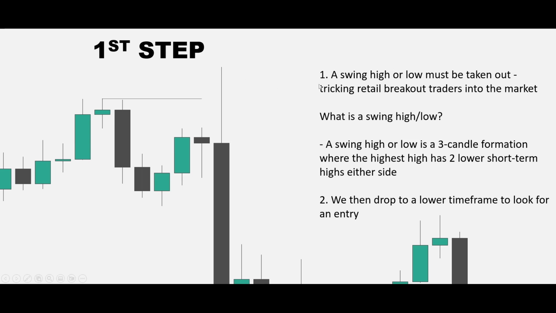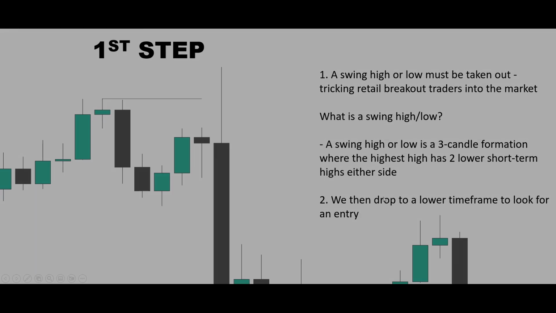Now, the first step to the actual model is that a swing high or low must be taken out, which is tricking retail breakout traders into the market. So the logic behind this wick here, which takes out the swing high, is that retail traders see it when the candle is at this point and it's a big bullish candle, and they want to buy it when it returns back to this price point. However, we know as ICT traders that they are liquidity and we want to drop to a lower time frame to look for an entry like I've put here.